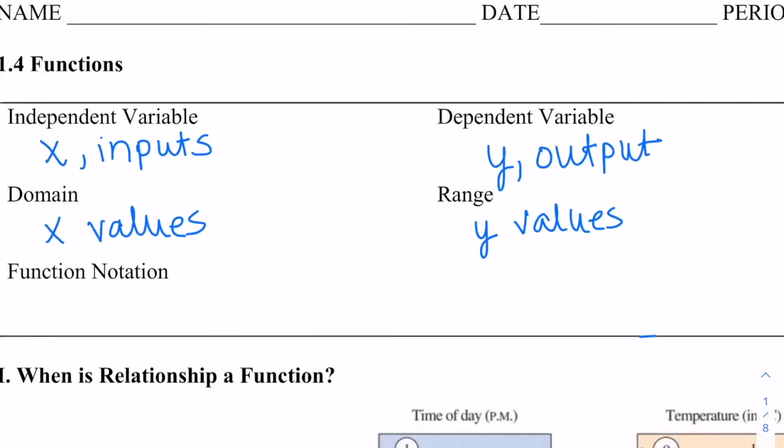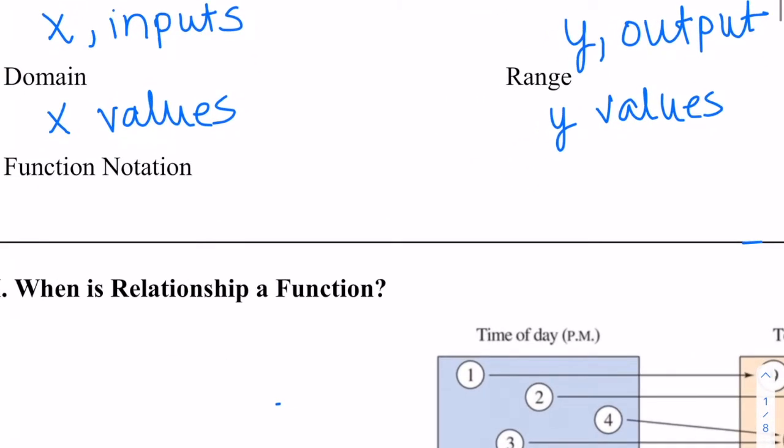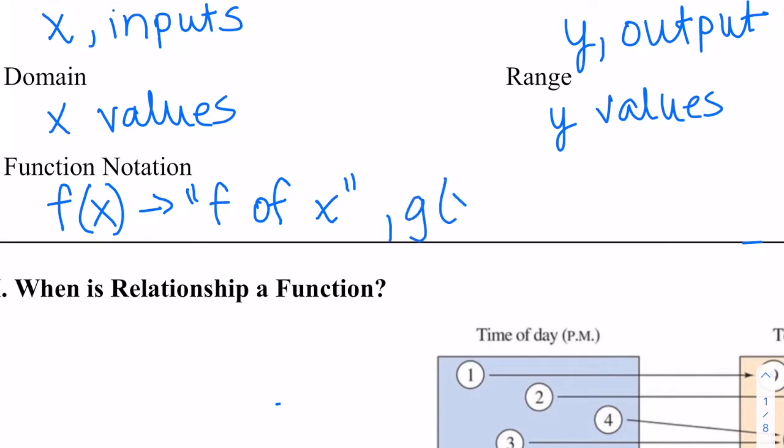Whenever we determine a relationship is a function, we often use function notation. It's shorthand to identify that that is a function. And in words, we say f of x. Whenever we have more than one function, we'll use different letters like g of x and h of x.